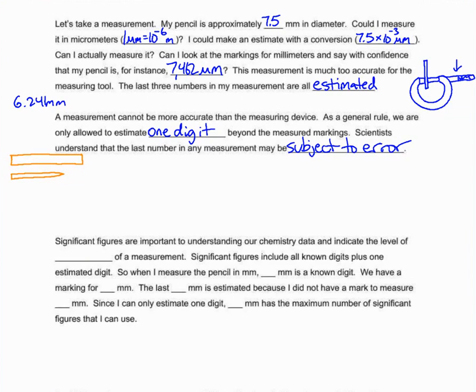So this ruler should have markings. Let's say here's 1, here's 2, here's 3, here's 4, here's 5, here's 6. Let me change the length of this pencil so we have to estimate. Okay.